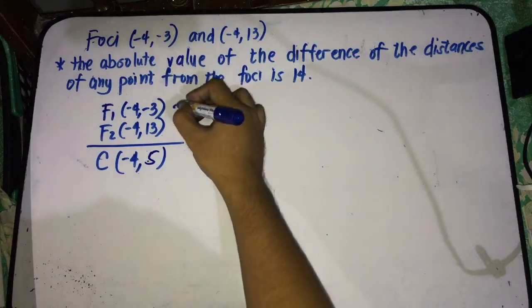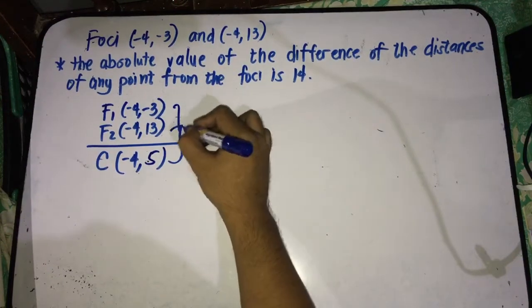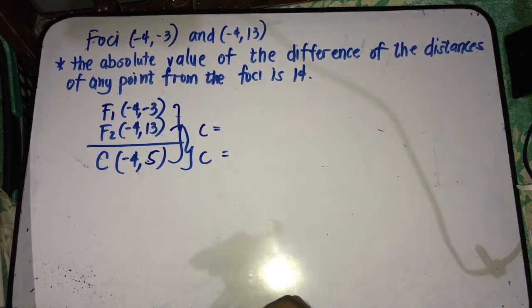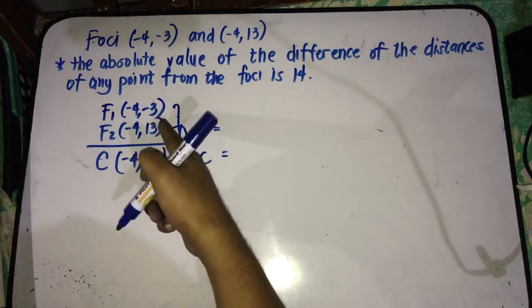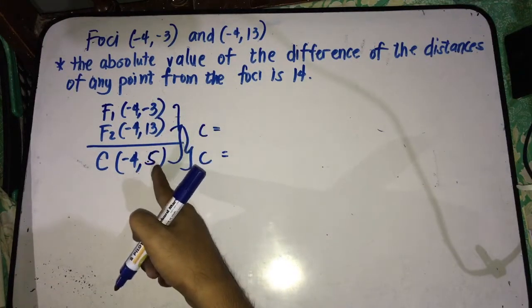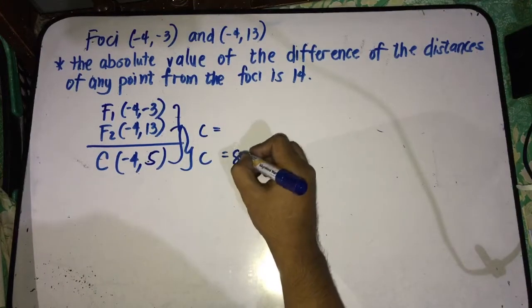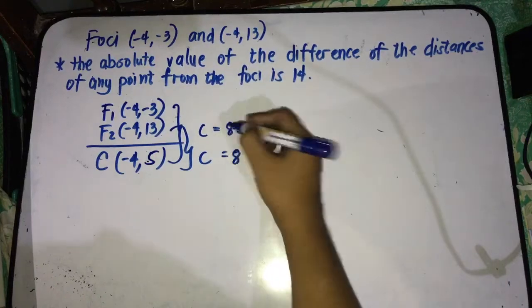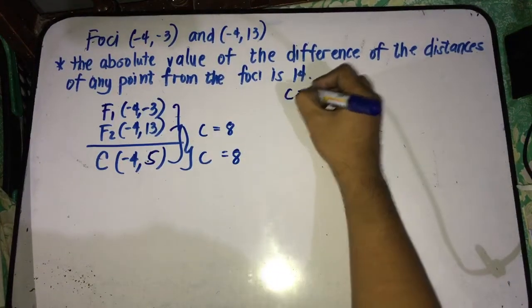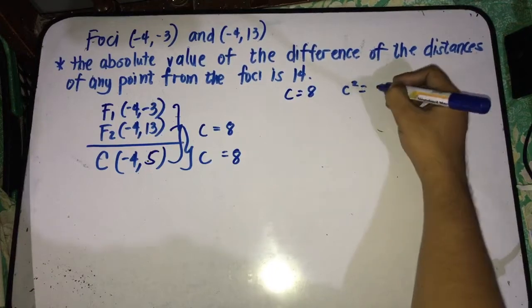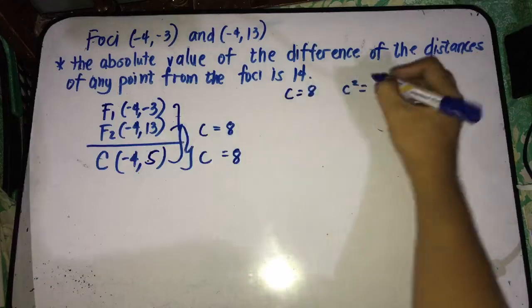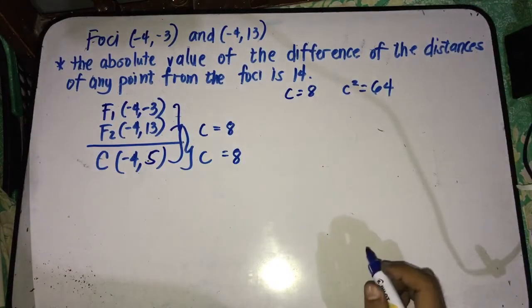We know that from F1 going to the center, that is c, and from F2 going to the center, that is also c. So what is the value of c? 13 minus 5 is 8. -3 minus 5 is -8. Get the absolute value, also 8. Since c is 8, c squared is equal to 8 times 8, which is 64.